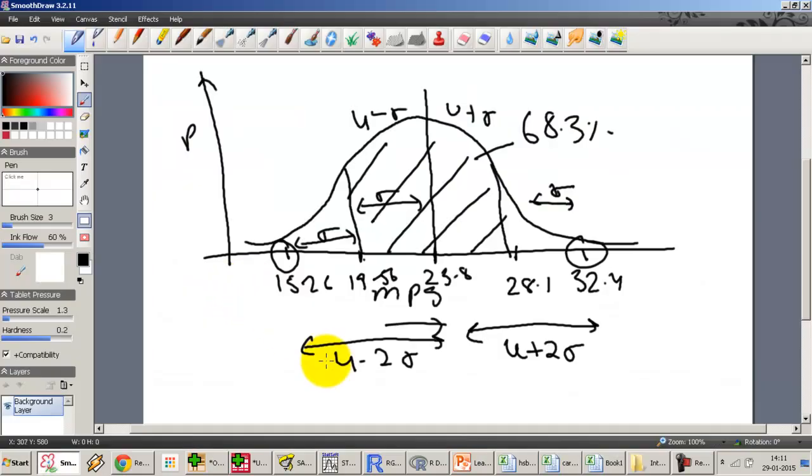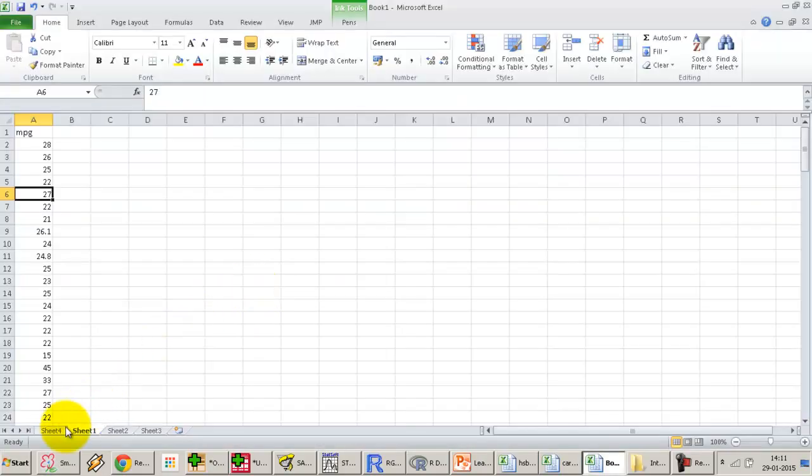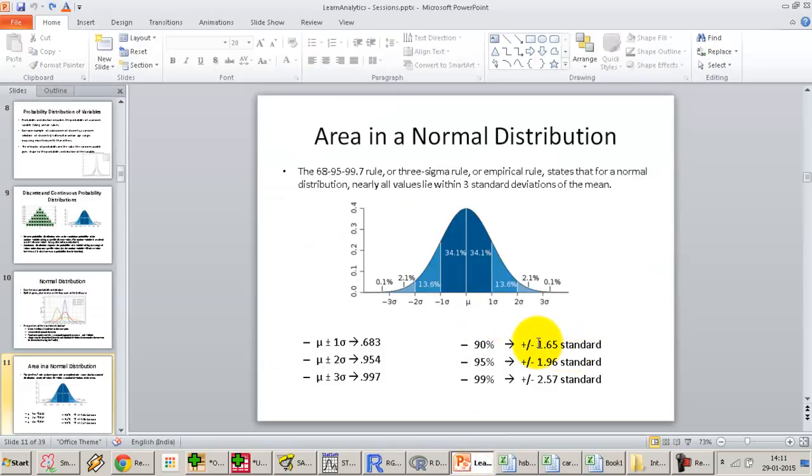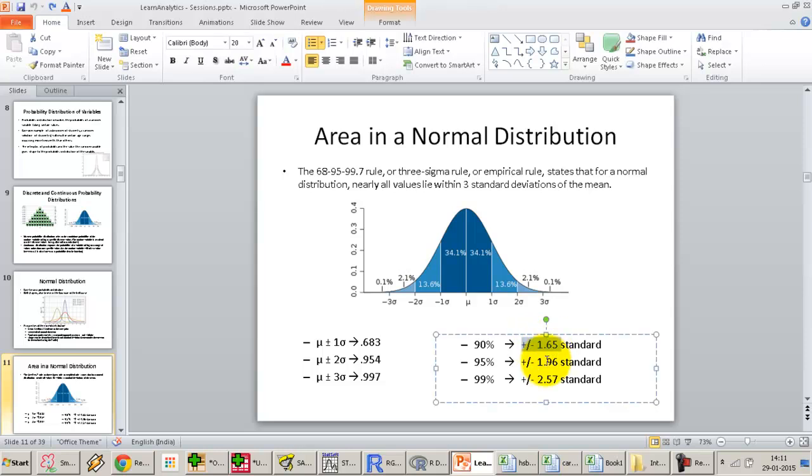And if I want to go up to 3 standard deviations, or 99.7%, it's going to lie between 10.97 and 36.7, so that gives me about 99.7. So at 1, 2 and 3 standard deviations we get 68, 95.4, 99.7. If I want exactly 90, 95 and 99, we are going to multiply the standard deviation by 1.65, 1.96 and 2.57.